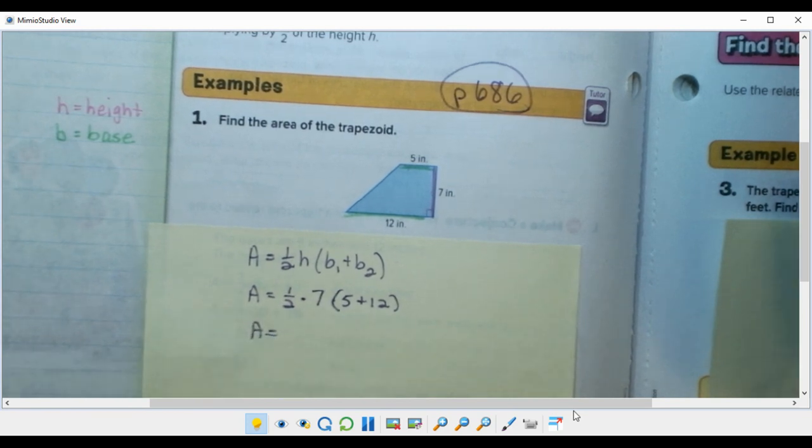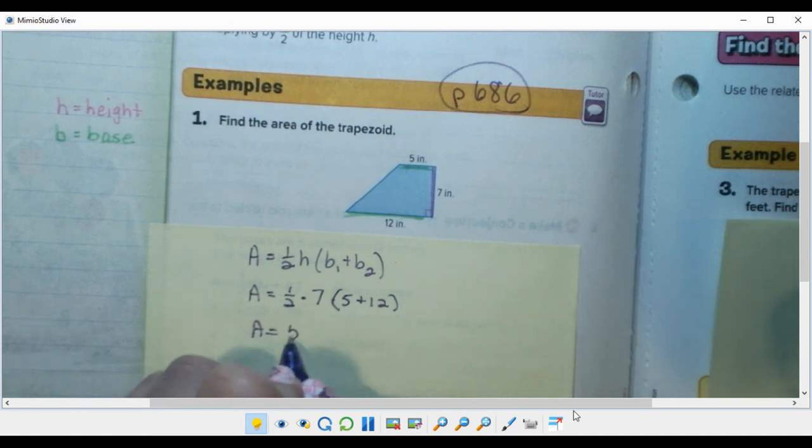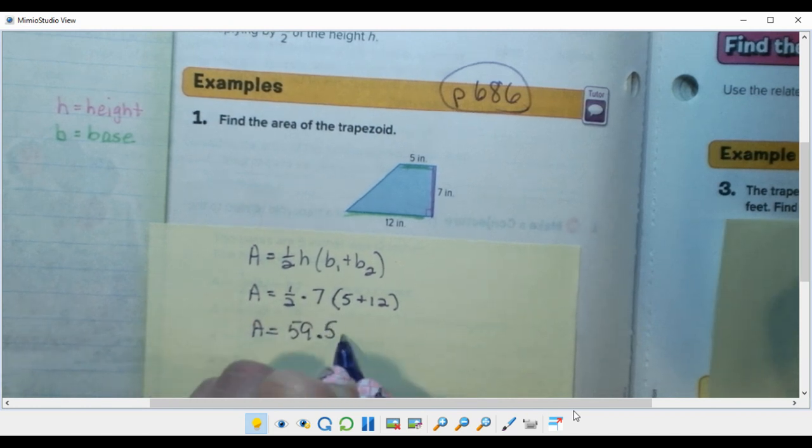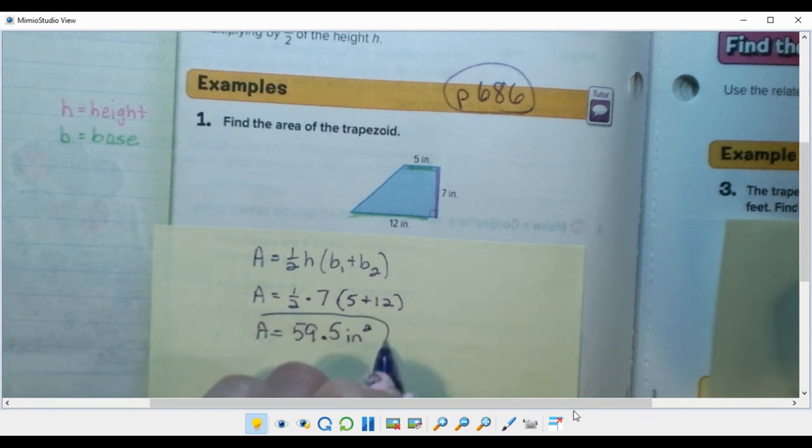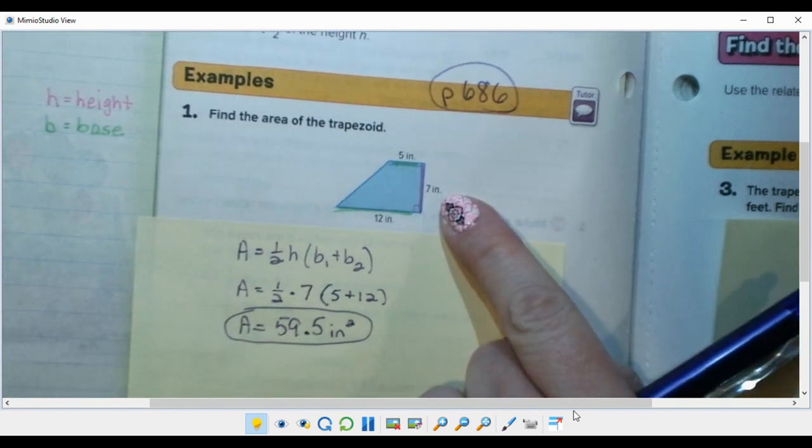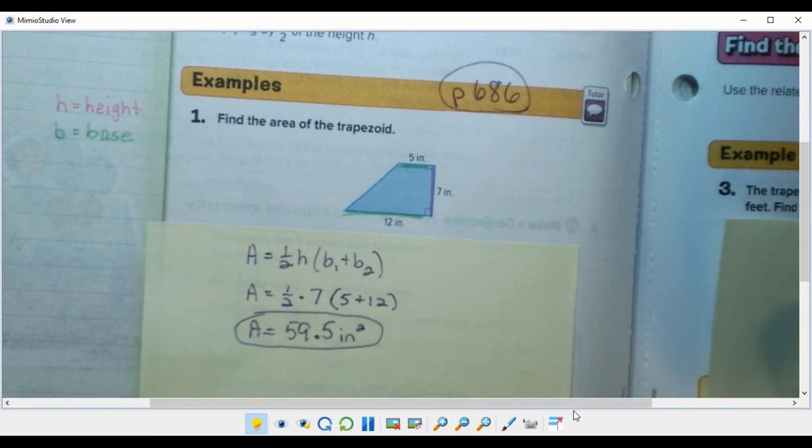So let me grab my calculator real quick. You know that you can do 0.5 for a half. 0.5 times 7 times 5 plus 12 is 17. I get 59.5 inches squared for my area. I got the inches here, and because I'm finding area, it's inches squared.